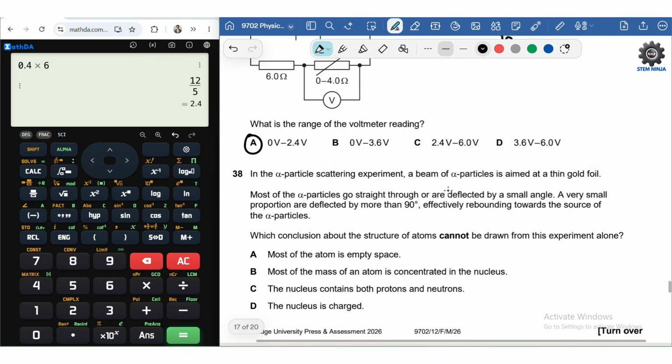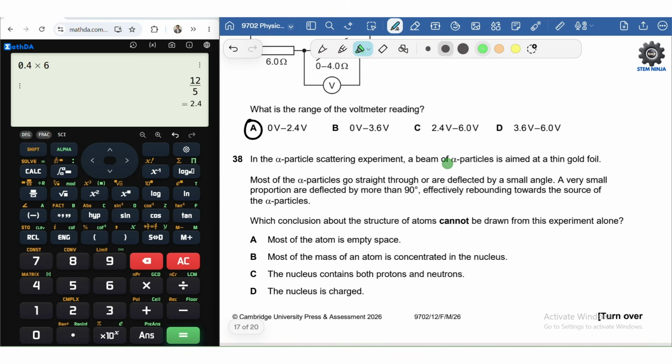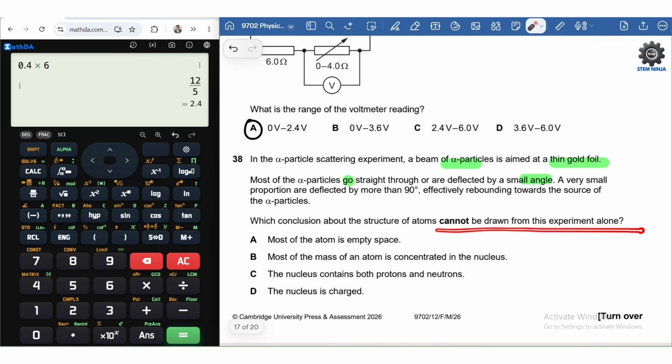In the alpha particle scattering experiment, a beam of alpha particles is aimed at a thin gold foil. Most of the alpha particles go straight through or are deflected by a small angle. A very small proportion are deflected by more than 90 degrees, effectively rebounding towards the source of the alpha particles. What conclusion about the structure of atoms cannot be drawn from this experiment alone?